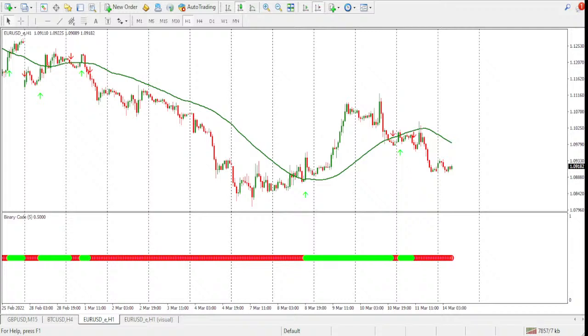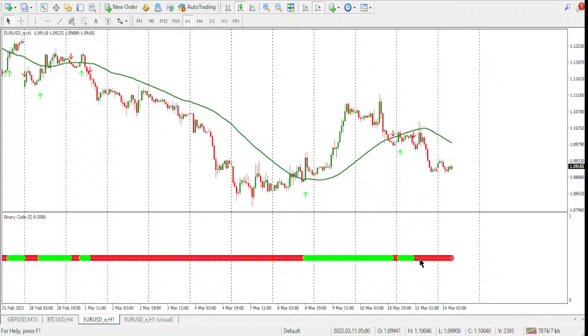Sorry about that. So I do have two indicators actually. I do have this one here, and then I have this moving average. This is a 52 period moving average. Then I have these arrows here.